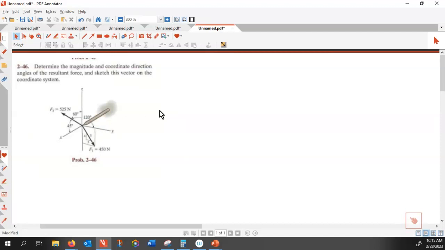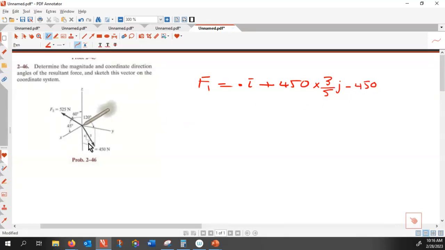It doesn't have any x component, right? F1 is 0i plus 450 times along the y-axis, that is cos of the angle, which is 3/5. And what about the k? The k component is negative, that is minus 450, and that is sine of this little triangle here, which is 4/5. So that is with the F1.